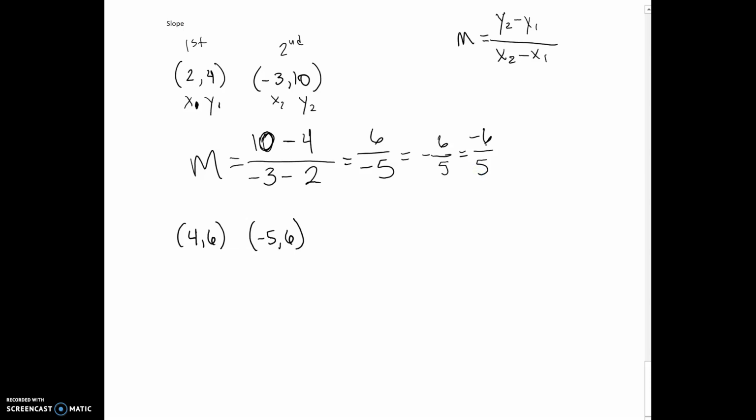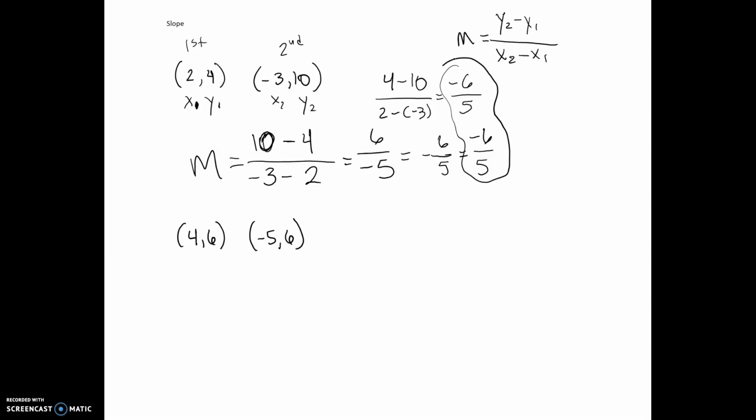Really quickly, just in case, maybe you said that the 4 and the 2 were the x2 and the y2. I just want to show you that we'll get the same thing. 4 minus 10 over 2 minus negative 3. 4 minus 10 is negative 6. 2 minus negative 3 is the same thing as 2 plus 3, which is 5. And as you can see, you get the same answer no matter if you start with the first point or the second point. Just got to do them in the same order.